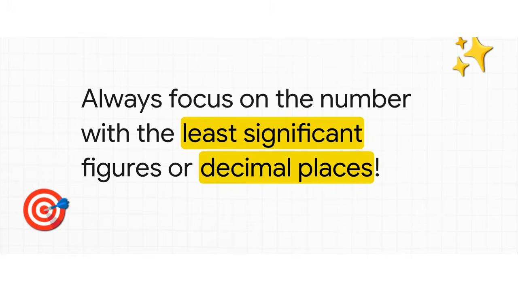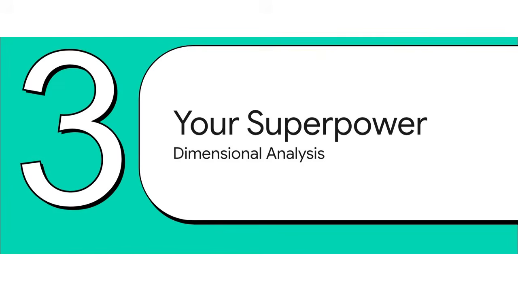So here's your quick tip for NEET. Whenever you're doing a calculation, always look for the number with the least significant figures or decimal places. That one number is the boss. It tells you how precise your final answer can be. Now let's talk about what I like to call your secret weapon for physics, dimensional analysis. Seriously, think of it like a superpower.